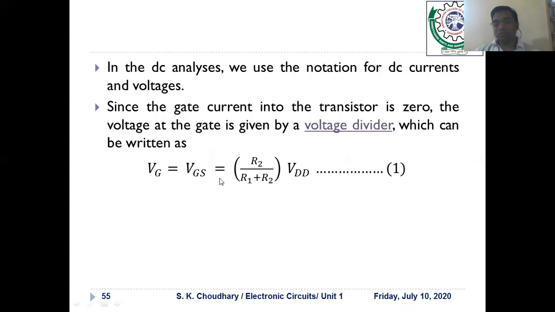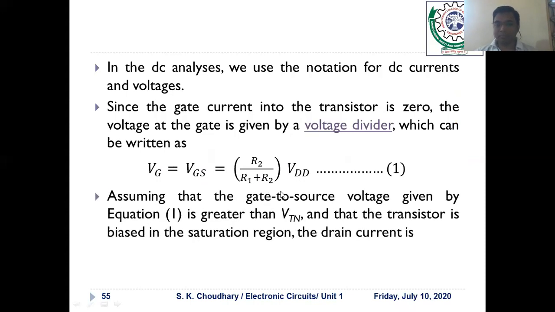VG is equal to R2 upon R1 plus R2 into VD. As the source resistance is absent, VG is equal to VGS. Assuming the gate to source voltage given by equation 1 is greater than the threshold voltage VTN, the transistor is biased in the saturation region. We have to assume first that the transistor is biased in the saturation region, and second that VGS is greater than the threshold voltage.